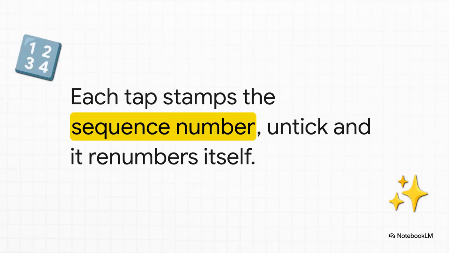And the builder is wonderfully tactile. As you review the modules on the left and tick the ones you want, each tap instantly stamps the next sequence number right into your pipeline. Make a mistake, change your mind, no problem. Just untick it, and the whole chain dynamically renumbers itself.